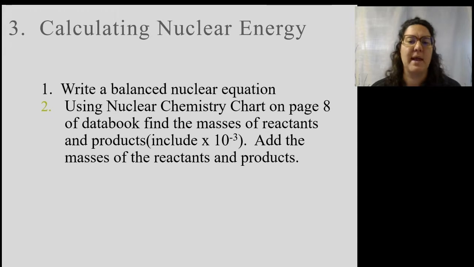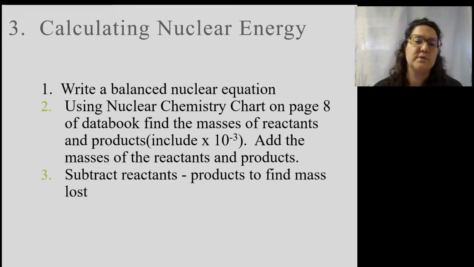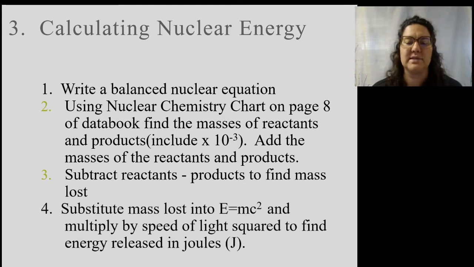So to calculate the mass lost in nuclear energy, you're going to write a balanced nuclear equation using the nuclear chemistry chart on page 8 of your data booklet to find the masses of the reactants and the products. And we want to include the times 10 to the negative 3 because that's how small they actually are in kilograms. So add the masses of the reactants and the products, subtract the reactants from the products to find the mass lost. Then we substitute that value of mass into E equals mc squared and multiply by the speed of light to find energy released in joules.